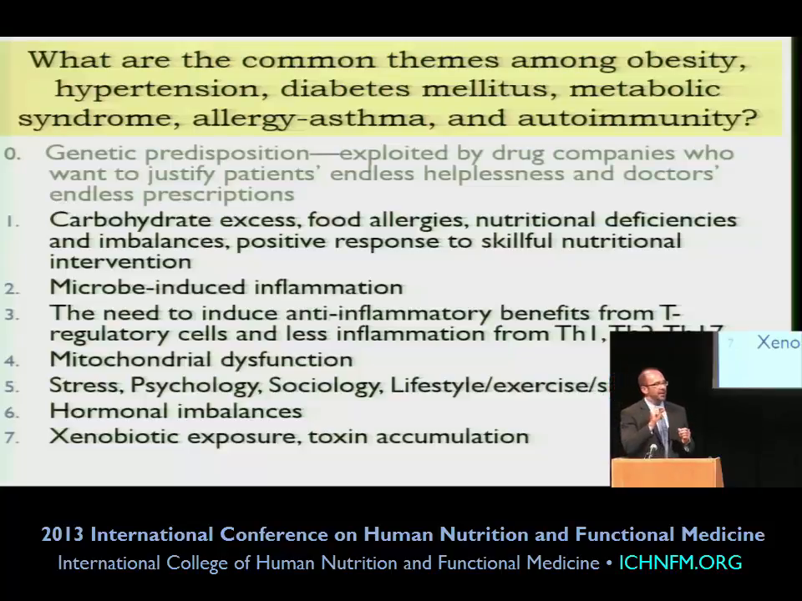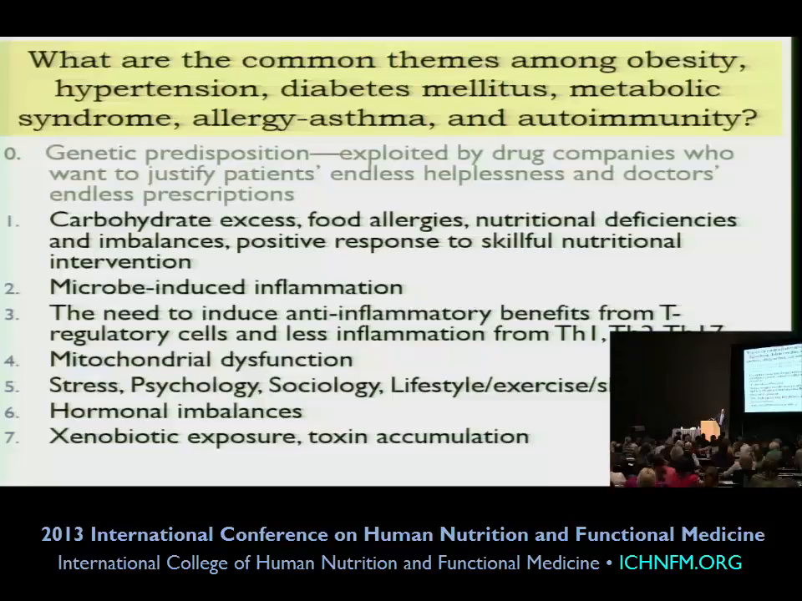And genes, now I can modify genetic expression with diet, nutrition, botanical medicines, etc. So I'm not disregarding the role of genes, but I'm putting genes a little bit on the sideline, so to speak, so I can focus on things that I can change. Well, like number one, I can change someone's diet, or at least I can advocate to change their diet. Number two is microbe-induced inflammation. Number three is this whole thing about inflammatory phenotype balance.